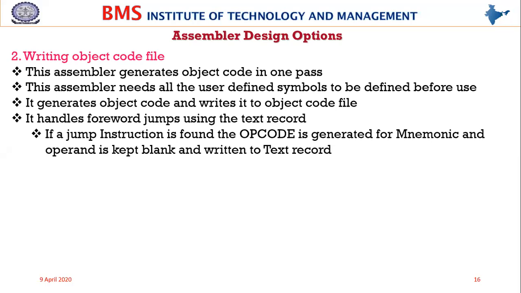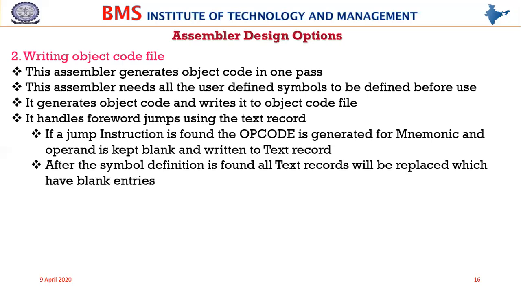If a jump instruction is found, the opcode is generated for the mnemonic, and the operand is kept blank in your text record. While writing into your object code file, that address is marked as 000. When that symbol gets its address, these 000 will be replaced by the new address. That means we must go back and rewrite only those places where the addresses have forward references. So this is the second design option of a one-pass assembler.